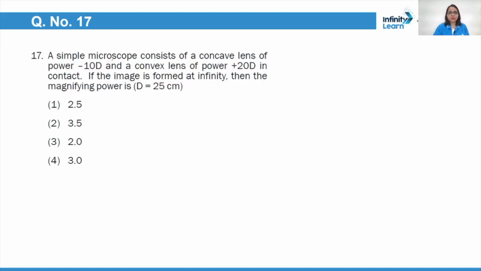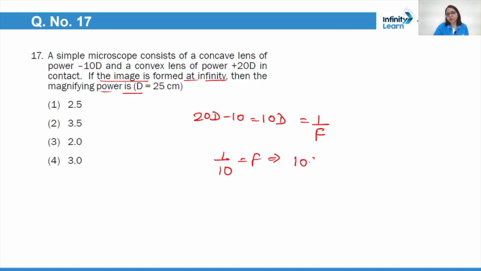Question number 17. A simple microscope consists of a concave lens of power this and this. If the image is formed at infinity, then the magnifying power is. So we know that the total combination power will be P1 plus P2, which is 20 minus 10, that is 10 diopter. So this is 1 upon focal length. So 1 upon focal length is 10. So focal length will be 1 by 10, that is 10 centimeter. Right, this is in meter, so this will be 10 centimeter. And magnifying power is D upon F. So over here D is 25 divided by F is 10. So it is 2.5. So the correct answer is option 1.